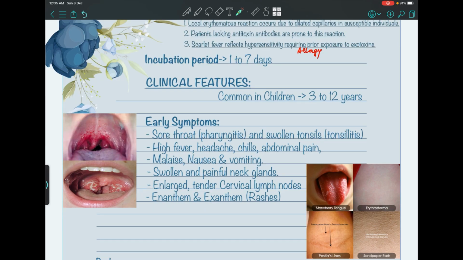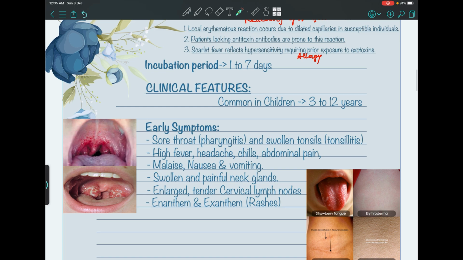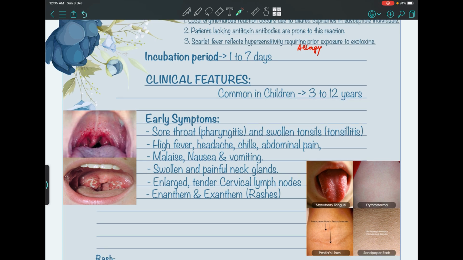Now let's talk about the clinical features. Scarlet fever is most common in children from ages of 3 to 12 years. After the entry of microorganism into the body, which is believed to occur usually through the pharynx, there is an incubation period of 3 to 5 days. After that the patient exhibits a severe pharyngitis, tonsillitis, headache, chills, fever, abdominal pain, malaise, nausea and vomiting. Accompanying these symptoms may be enlargement and tenderness of the cervical lymph nodes.